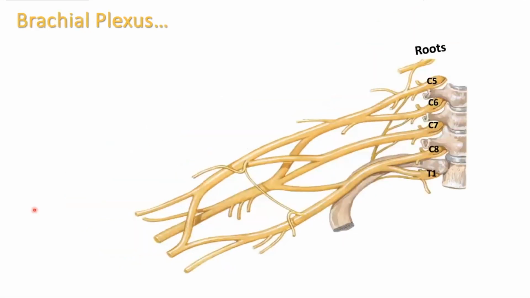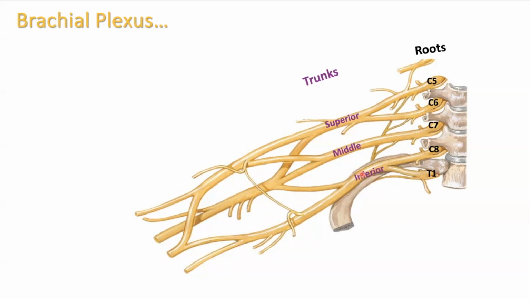So let's start with the roots. The roots are formed by C5, C6, C7, C8, and T1. So brachial plexus has contributions from C5 up to T1. The roots join to form trunks. C5 and C6 roots join to form the superior or upper trunk. C7 forms the middle trunk. C8 and T1 join to form the lower or inferior trunk.